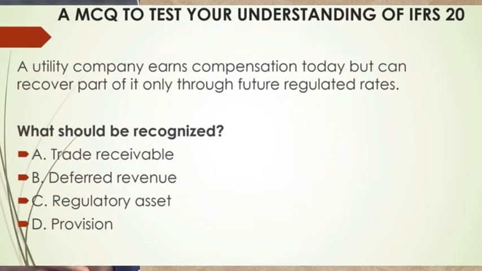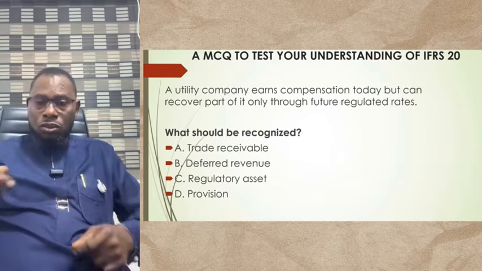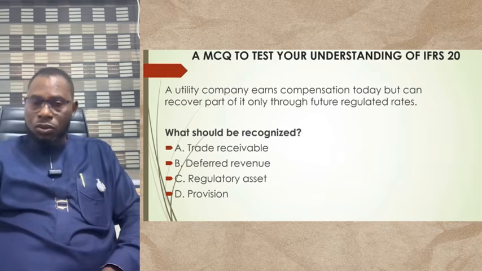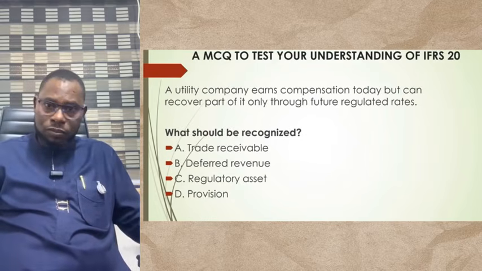A utility company earns compensation today, but can recover part of it only through future regulated rates. Look at the question again and think. A utility company earns compensation today. You have earned your compensation. You have supplied services, earned your compensation in line with accrual basis, even though maybe you've not been paid, but you've earned it. Because accrual says recognize revenue and cost incurred in the period in which they are earned or incurred, not in the period when cash is paid or received. That is the accrual basis, which is different from the cash basis.